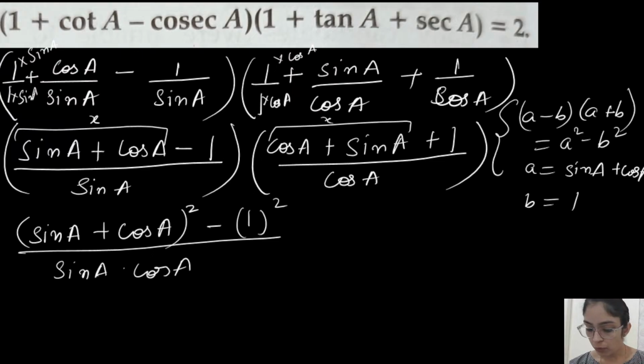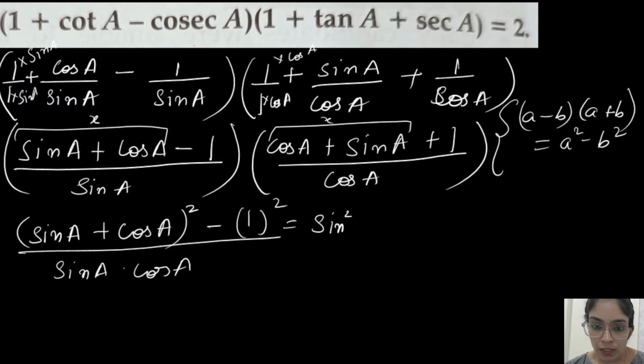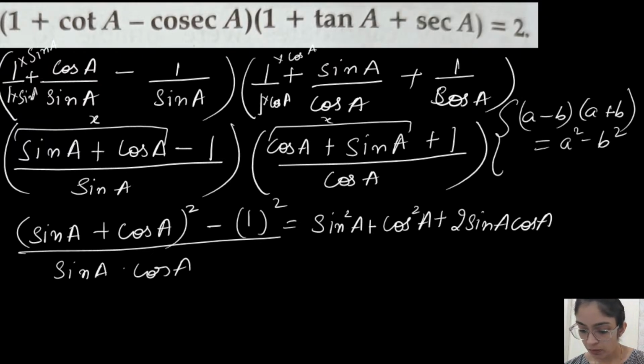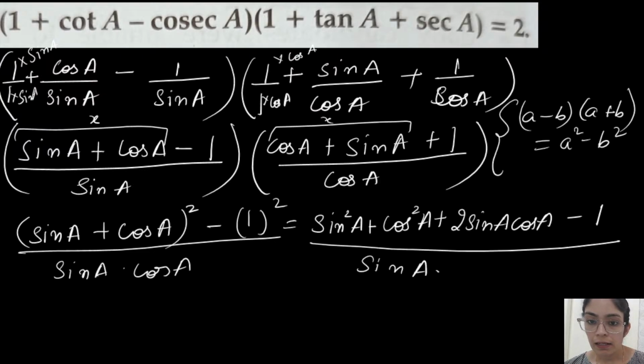Now further, what should be the next step? Again from the rules itself, as I have told you, sine A plus cos A whole square is there, so we can apply the whole square formula. A plus b whole square is a square plus b square plus 2ab. A is sine, b is cos. So sine square plus cos square plus 2 sine A cos A, minus 1 by sine A into cos A.